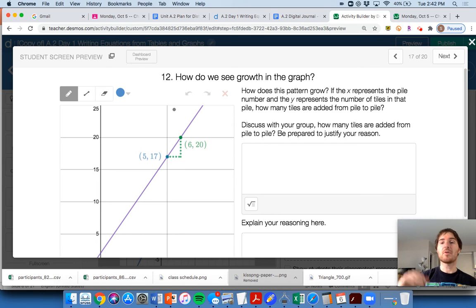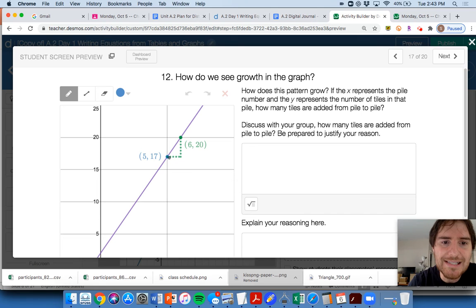This pattern grows. Remember, X is the figure number, and Y is the number of tiles in the pile pattern. Anyways, how does this pattern grow? If the X represents the pile number and the Y represents the number of tiles in that pile, how many tiles are added from pile to pile? Okay, discuss with your group how many tiles are added from pile to pile. Be prepared to share, justify your reason.